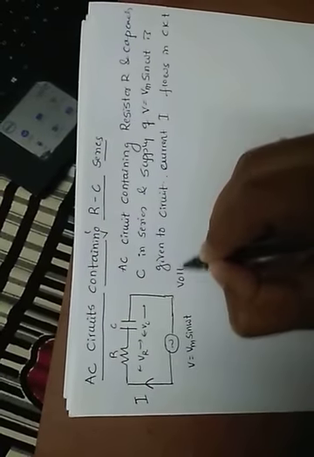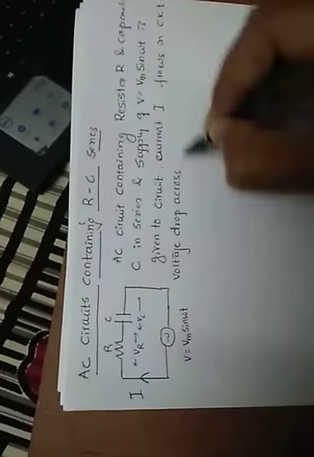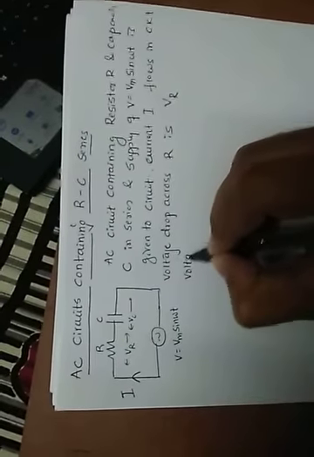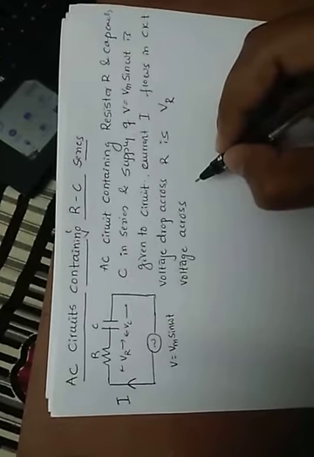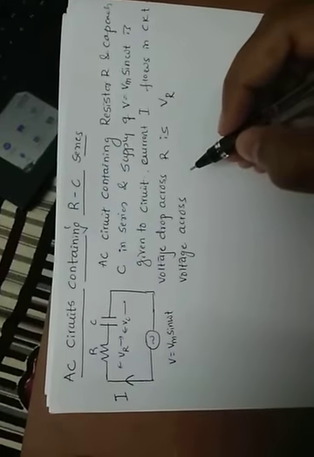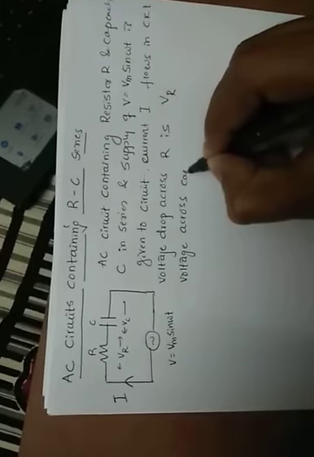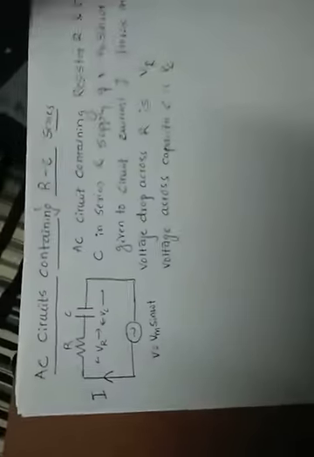And what happens? The voltage drop across R is VR, because in the case of resistance there is a drop, but in the case of a capacitor we don't have any drop. It will store the energy. That's why we call it the voltage across capacitor C. We cannot say it is a drop. The voltage across capacitor C is VC.